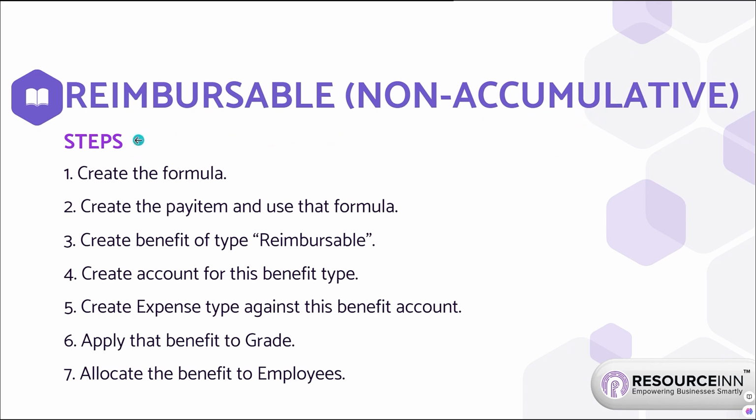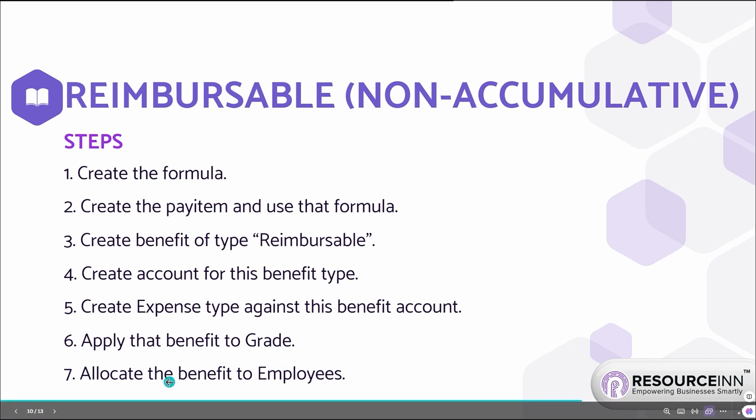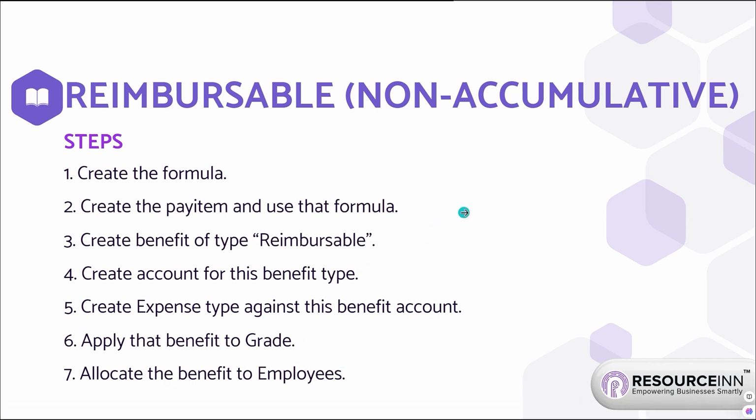The steps include: 1. Create the formula. 2. Create the pay item and use that formula. 3. Create benefit of type reimbursable. 4. Create account for this benefit type. 5. Create expense type against this benefit account. 6. Apply that benefit to grade. 7. Allocate the benefit to employees. Let's dive into these steps.